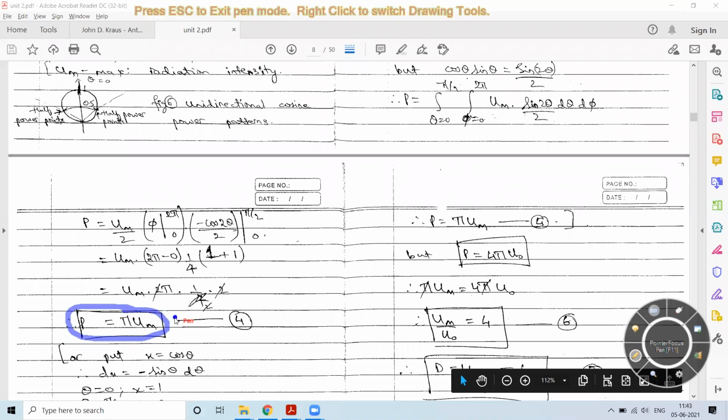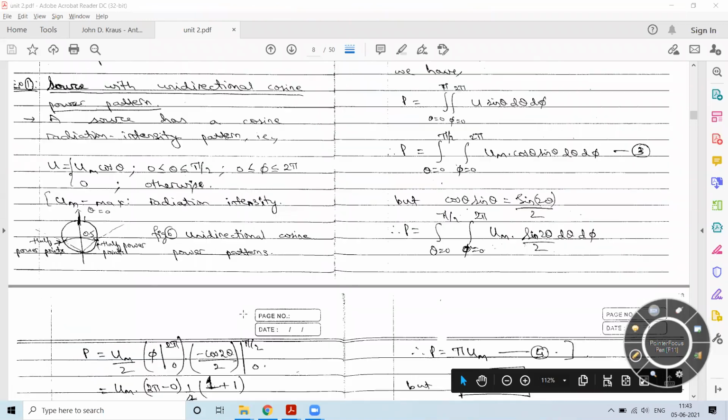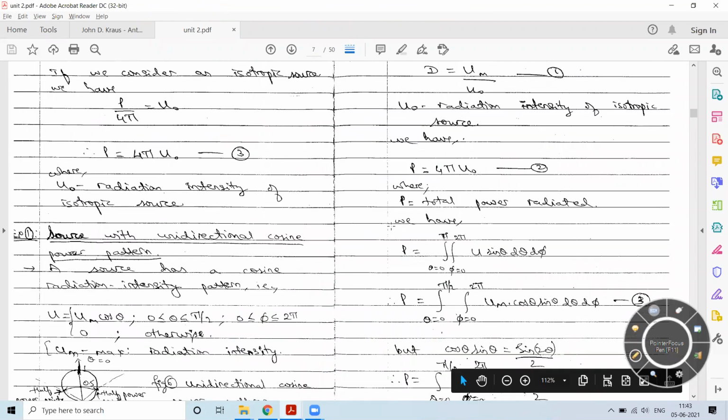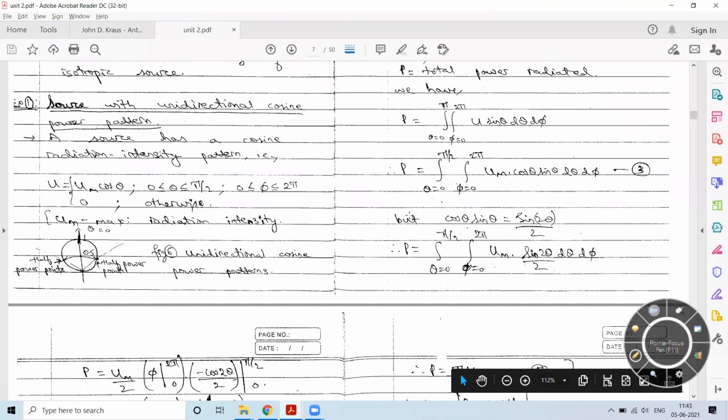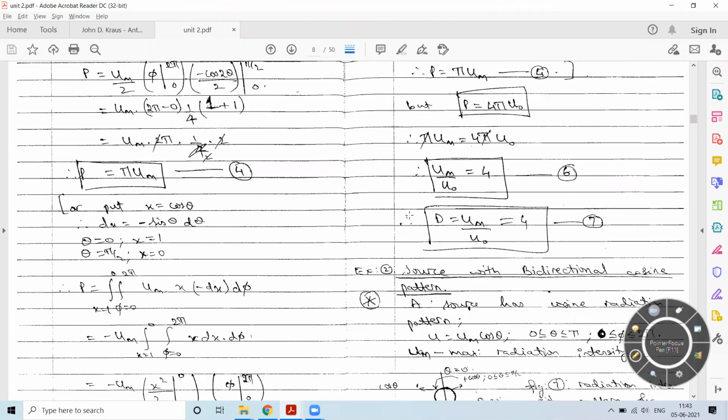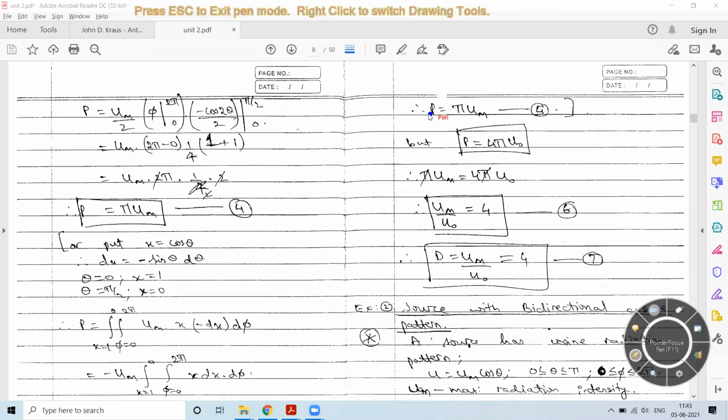Now we assume that we equate this power equal to this power, and try to obtain the directivity. So when we equate both the equations, this is due to the antenna under consideration, and this is due to the isotropic antenna. If we equate these two equations, we have pi times Um equal to 4 pi times U naught. Now I want the ratio of Um by U naught, so Um by U naught will be equal to 4. This is nothing but the directivity of the antenna.